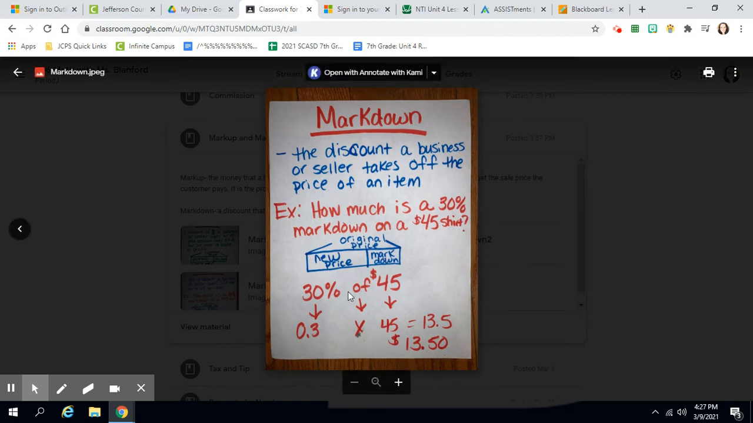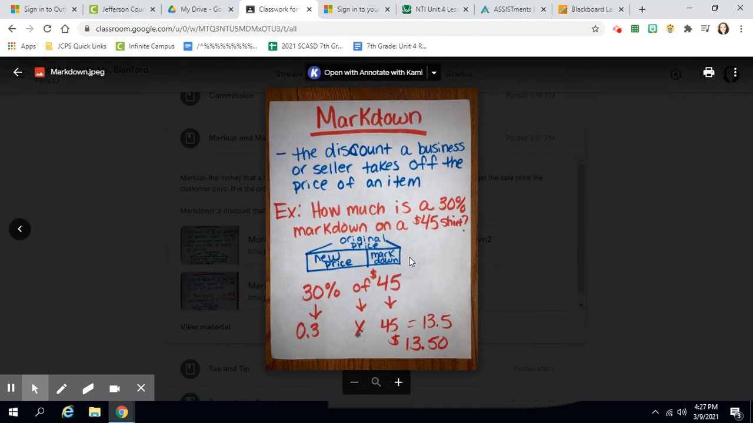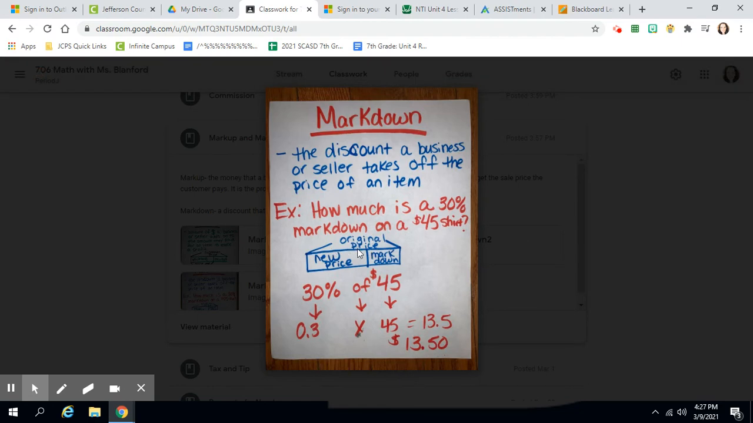So here's an example of how it works. In this case, we're looking at how much is a 30% markdown on a $45 shirt. If I were going to figure that out, well, let's take a look. The original price would be like the original price tag amount, right?